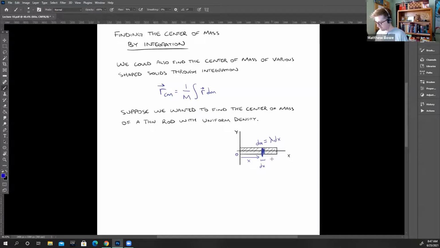So, throwing up a lot of terms like dx, dm, lambda for density. This is where we rewrite that equation from above. We have the center of mass, the position vector to the center of mass of this whole thin rod. That's what this is. So it's equal to 1 over capital M.